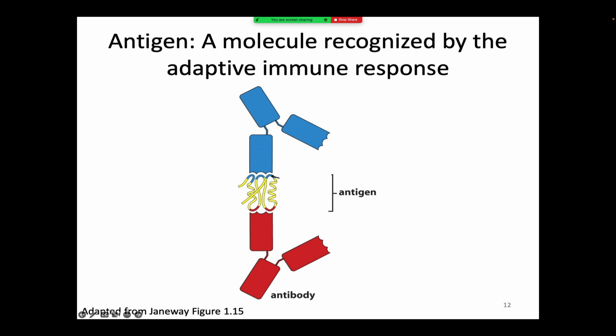In the case of antibodies, the antigen can be anything. The antigen can be a protein. The antigen can be a lipid. The antigen can be a nucleic acid. The antigen can be a carbohydrate. The antigen could be almost anything. Really pretty much anything.